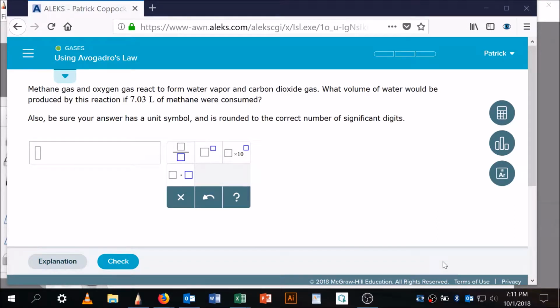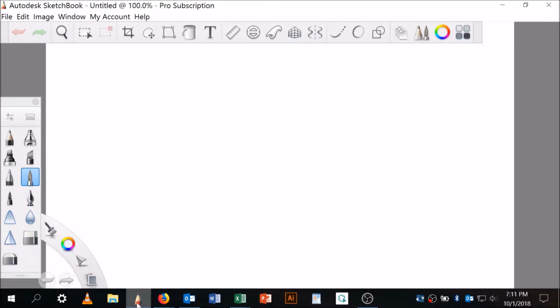Okay, let's do a problem utilizing Avogadro's law. First of all, what is Avogadro's law? One student asked for a little bit of background information on that. So I'm going to come over here and start out with some definitions.